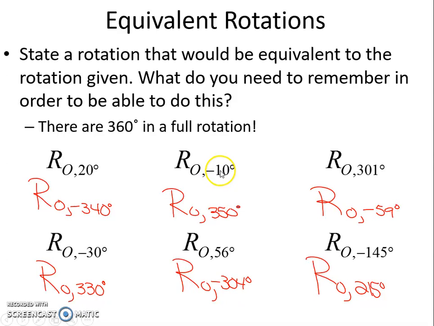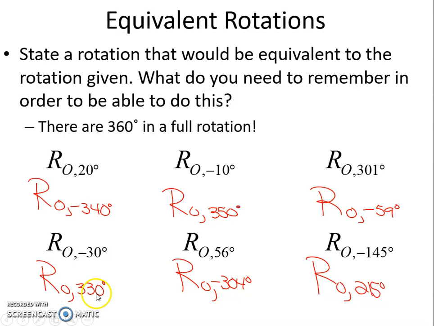Here, 360 minus 10. If this is negative, make that positive. Because when I go counterclockwise 350, it's going to be the same position as clockwise negative 10. So you just do 360 minus the number. If this is positive, you put the negative. If this is negative, you put the positive. So 360 minus 301 is negative 59. So for these two, the shape will be in the same position.